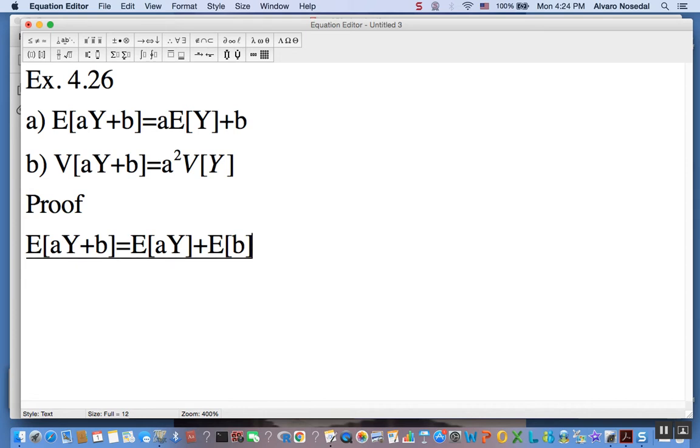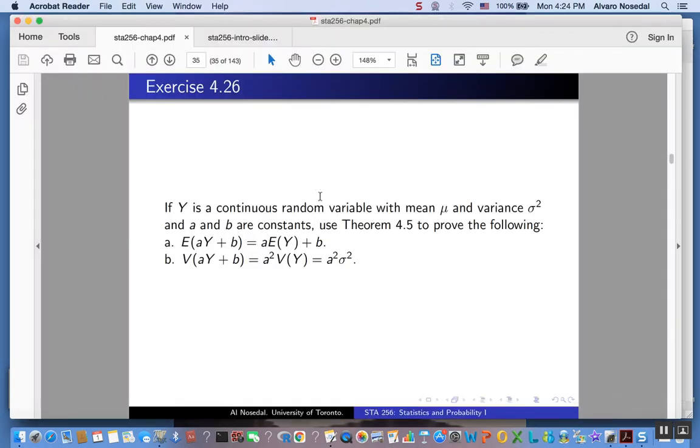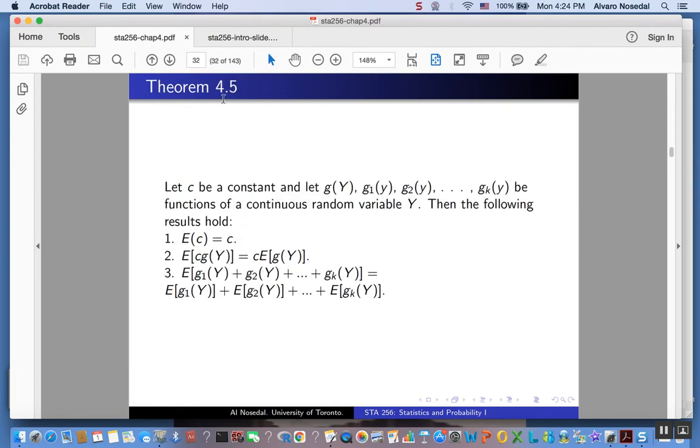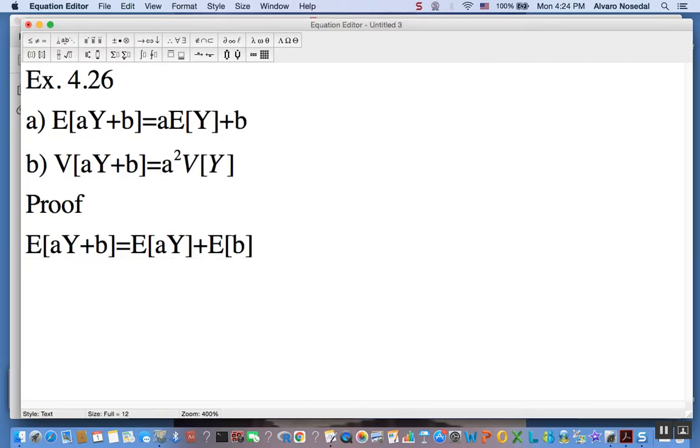So we know that from theorem 4.5, I believe. Let me check here. Theorem 4.5, where do we have that? Yeah, from theorem 4.5 we have that the expected value of a sum is the sum of expected values, right? So that would be by theorem 4.5 part C, or part 3, right?